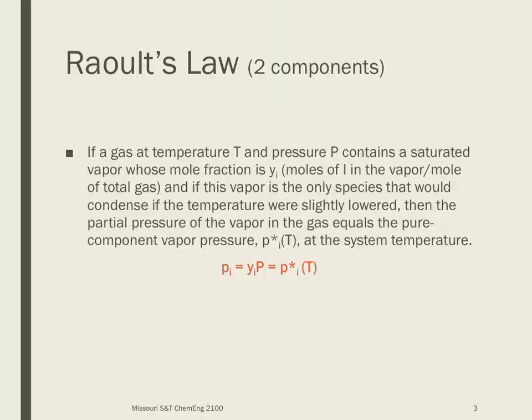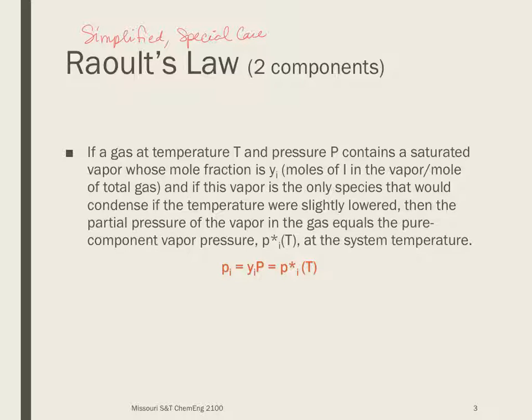We're going to look at one simple form. I'm going to only have two components for now, and I'm going to look at a simplified form of Raoult's Law. Now, this is not the general Raoult's Law. This is a simplified special case. It's going to be valid if I have two components and if I only have one species that would condense.